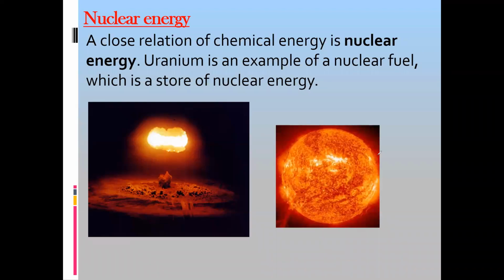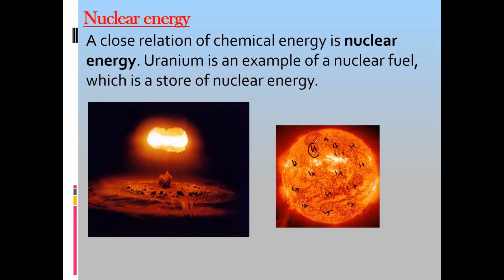Energy which is released by a nuclear reaction is called nuclear energy. Energy which can be released by a chemical reaction is known as chemical energy. So what happens on the surface of the sun? The sun consists of hydrogen and helium atoms. There are millions or trillions of hydrogen and helium atoms.